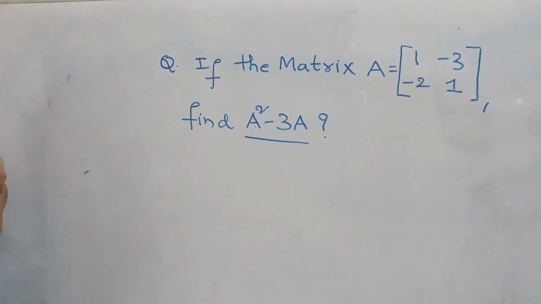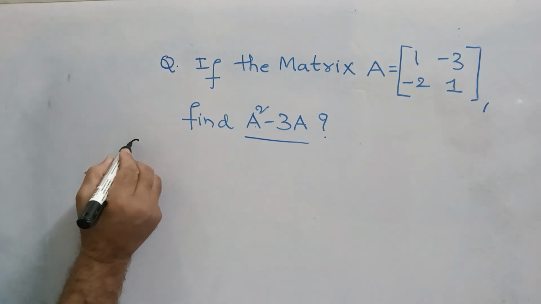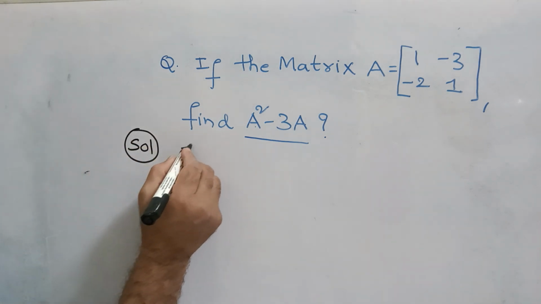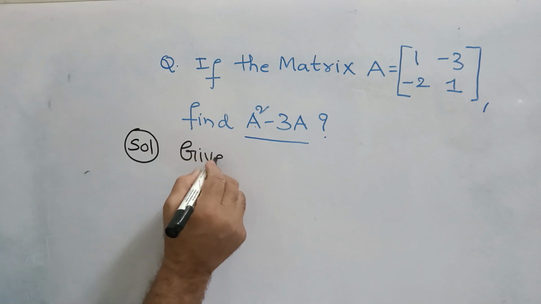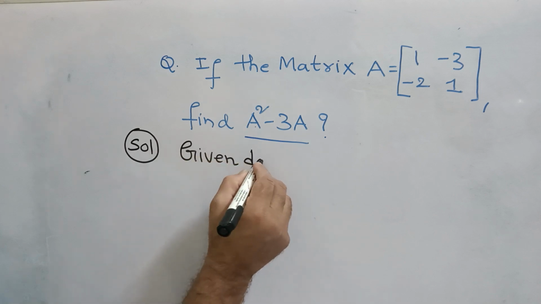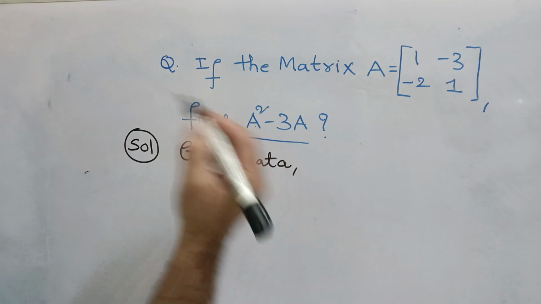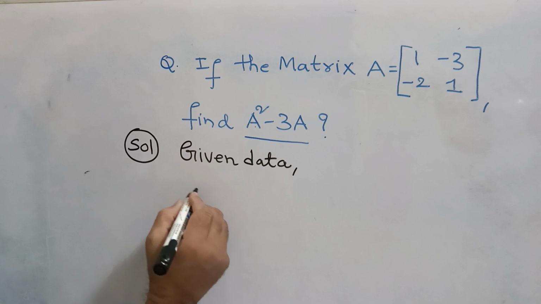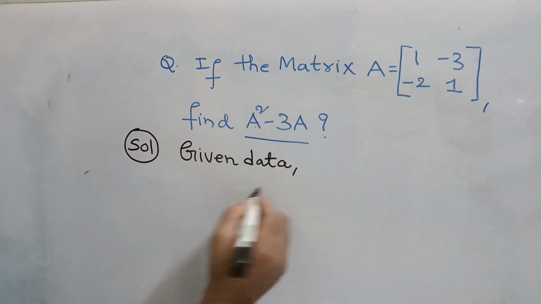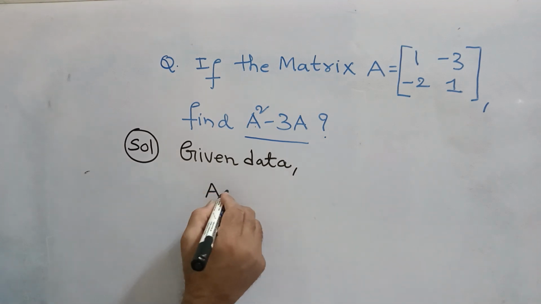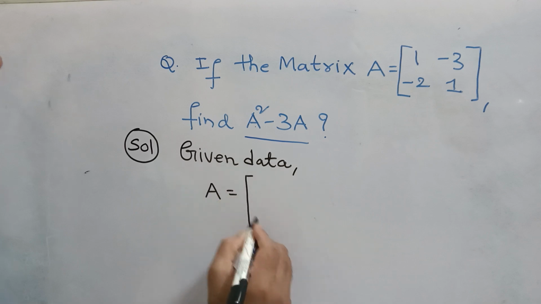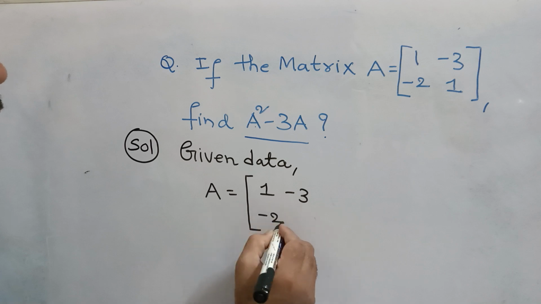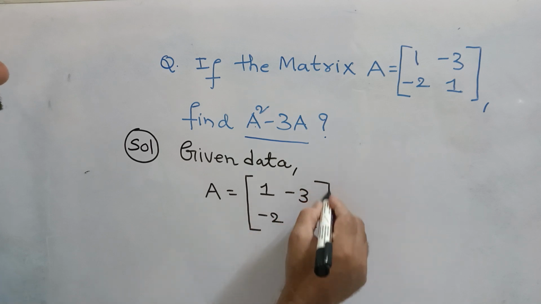Good. So now how to solve this? Just see the solution part of it. What is the given data? You have to write in your examination like this: given data. You must start your answers with given data. What is the given matrix? A is equal to 1, minus 3, minus 2, 1. This is the given matrix.